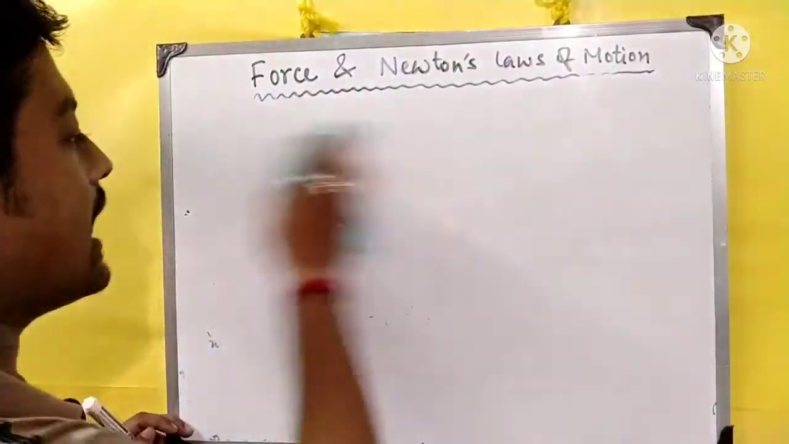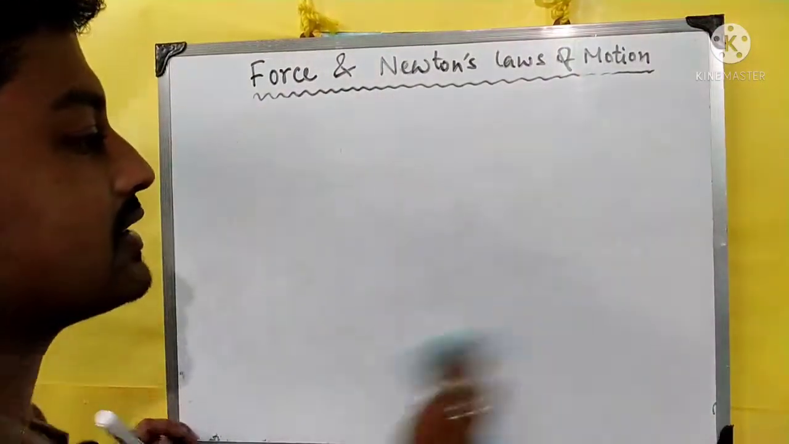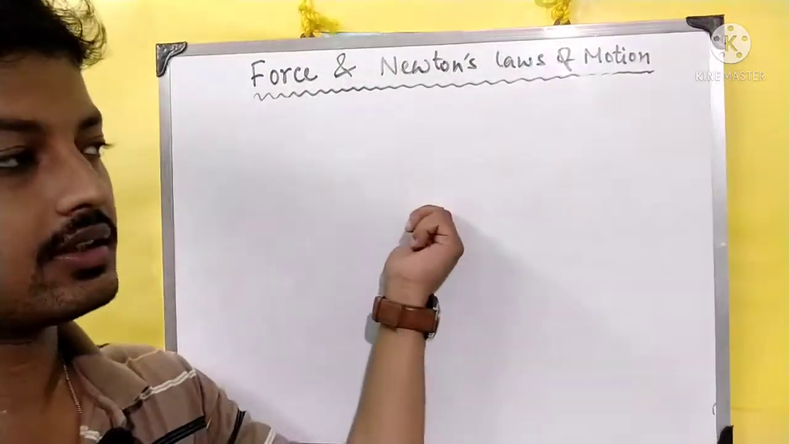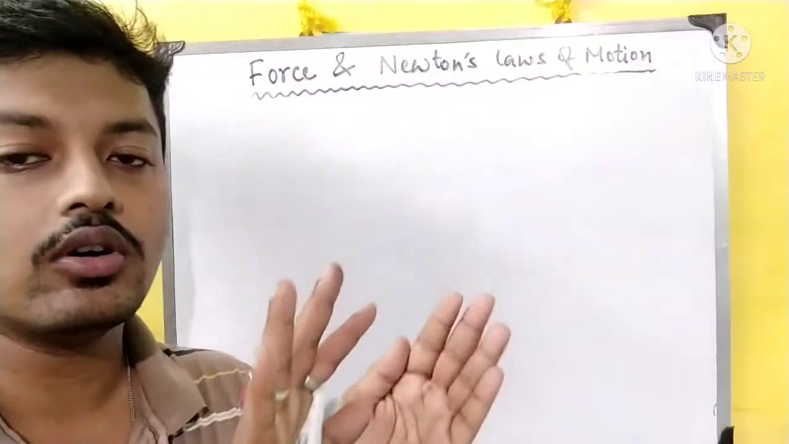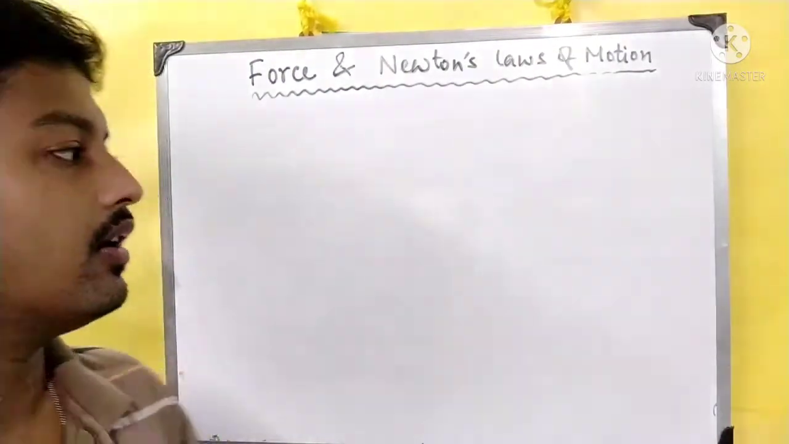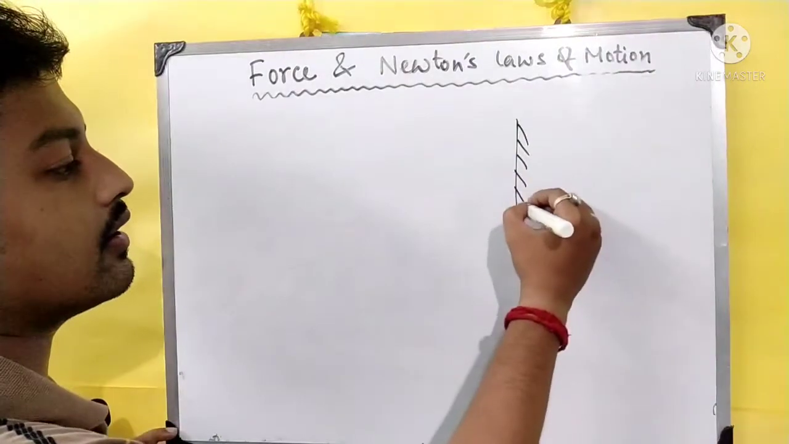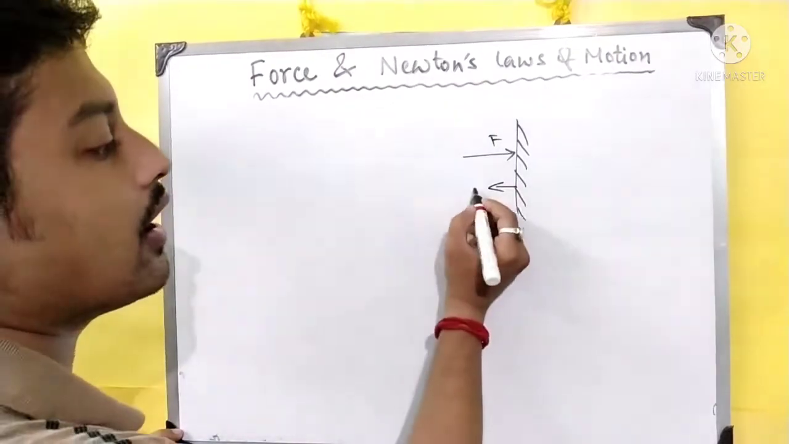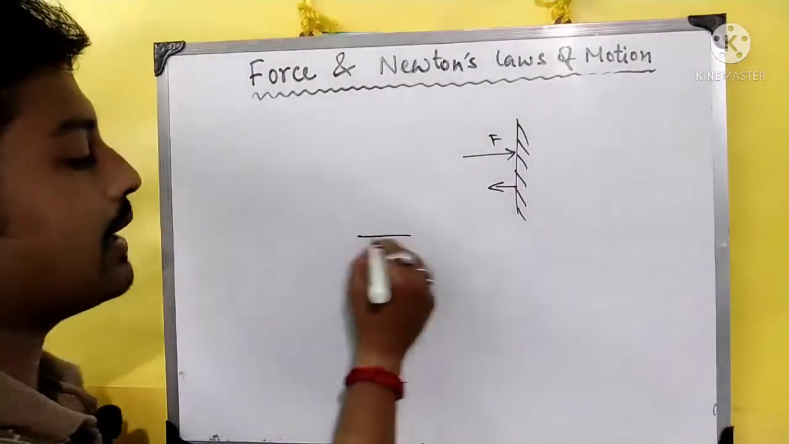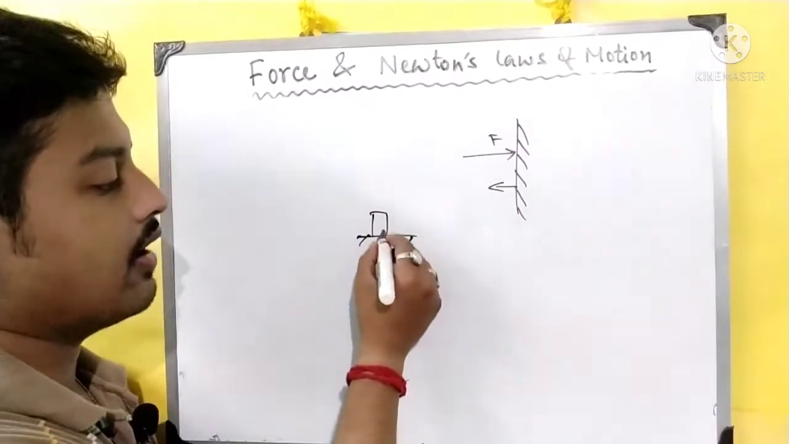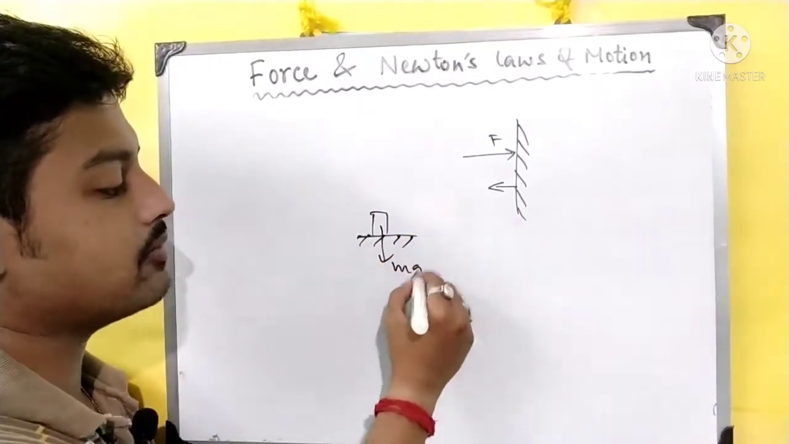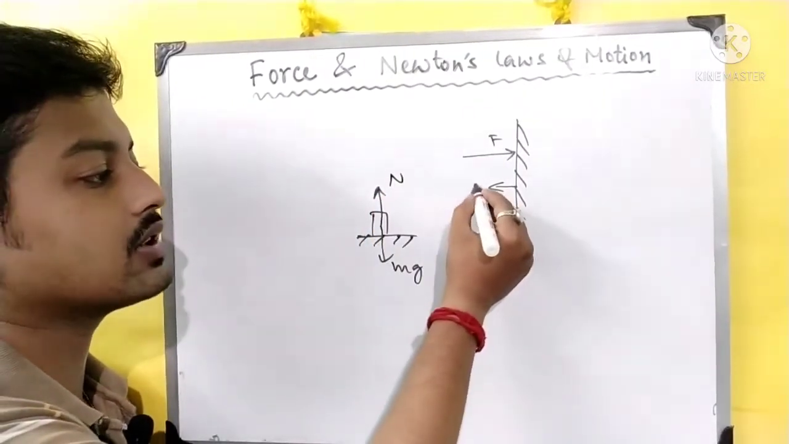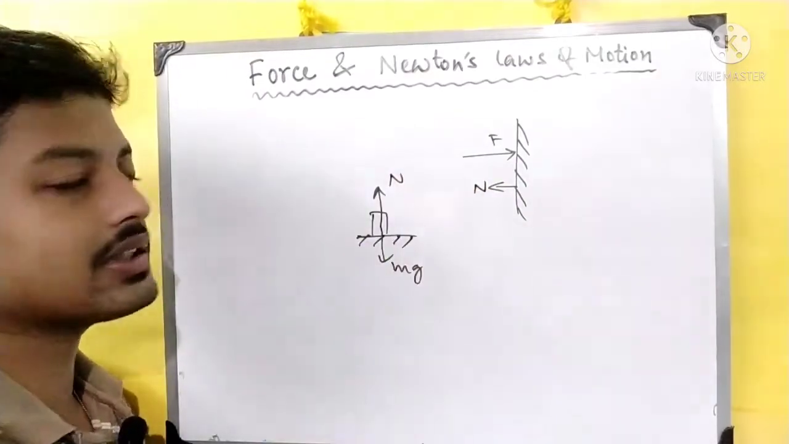The third law is very simple. Give attention. Whenever you apply any force to an object, that object gives you a reaction force. If you apply force to this wall, it will give you an opposite and equal force. If you place this body on a table, the body gives a downward force mg and the table gives an upward and equal reaction force. This is the normal reaction force. This is actually the statement of the third law.